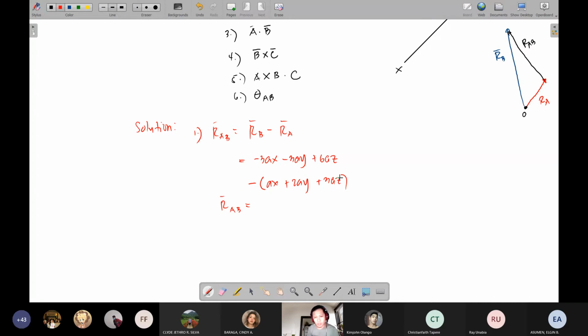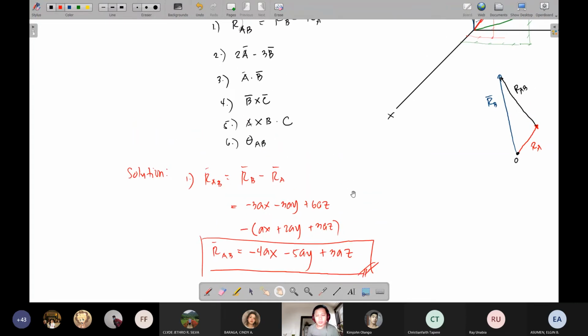So, ax with ax, ay with ay, and az with az. For ax, negative 3 minus 1, so negative 4ax. For ay, negative 3ay minus 2ay, so negative 5ay. And for az, 6az minus 3az, so plus 3az. Okay? So this is your number 1. The vector from A to B is negative 4ax minus 5ay plus 3az. Any questions for number 1? Solving for the vector distance between two vectors.